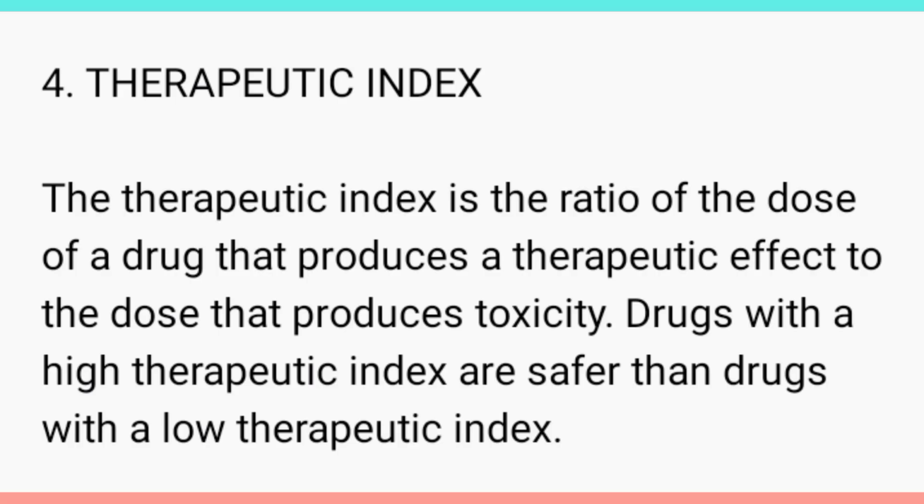On number 4, we have therapeutic index. Therapeutic index is the ratio of the dose of a drug that produces a therapeutic effect to the dose that produces a toxic effect. So drugs that have a high therapeutic index are considered safe, and the drugs that have a low therapeutic index are not that safe, so they require continuous monitoring. The drugs that have a low therapeutic index include phenytoin, digoxin, carbamazepine, etc.